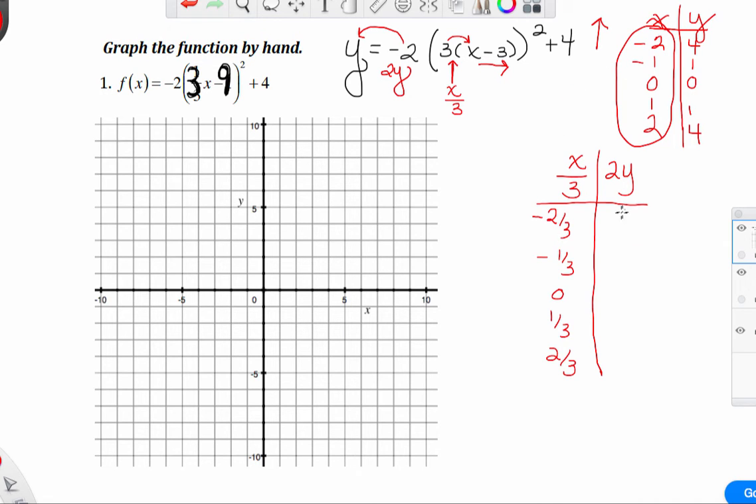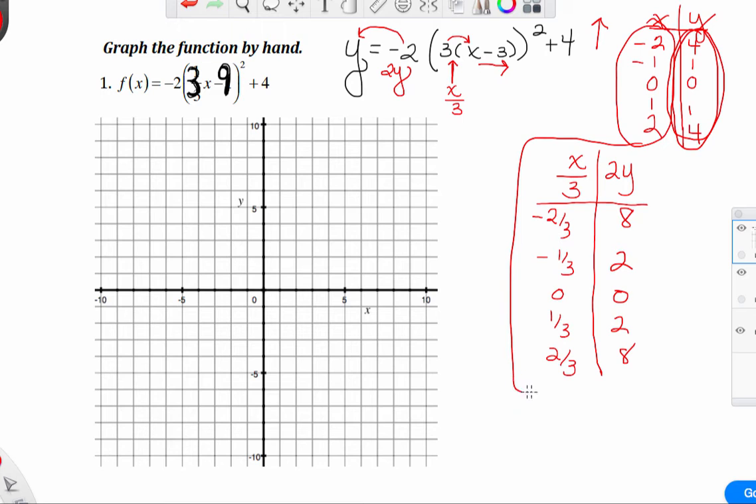All my y values are going to get doubled. So 4 times 2 is 8. 1 times 2 is 2. 0 times 2 is 0. 1 times 2 is 2. And 4 times 2 is 8. I just doubled my y values from the original parent function table.